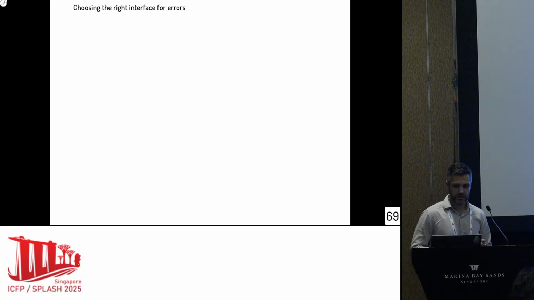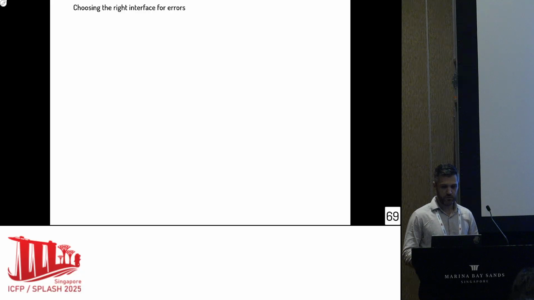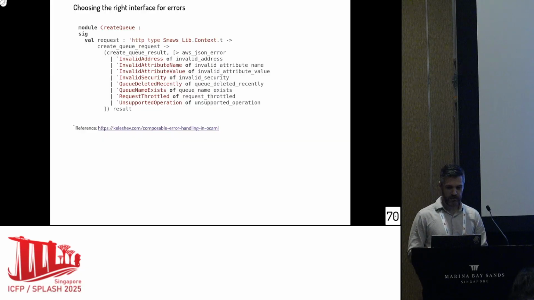It's also important to consider error interfaces. I've used polymorphic variants for errors in smaws, as they're more expandable than ADTs, and unlike exceptions, they make clear what errors can be handled.